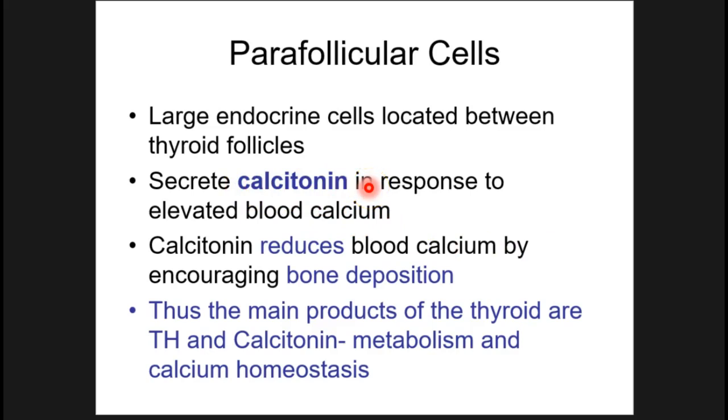Parathyroid hormone does not act against thyroid hormone. Sometimes in your head you want parathyroid hormone to work in opposition to thyroid hormone because the names sound so similar, but they do not. Calcitonin and parathyroid hormone act in opposition to each other.